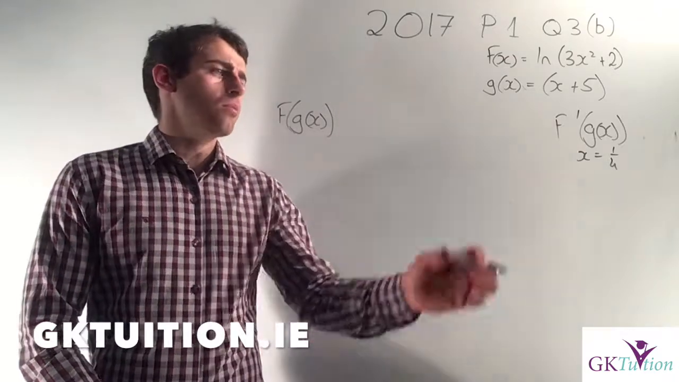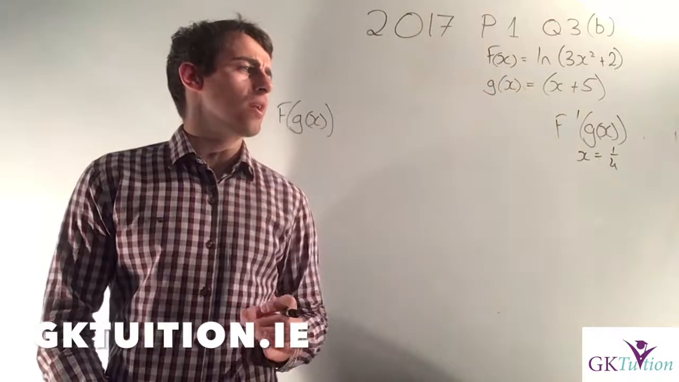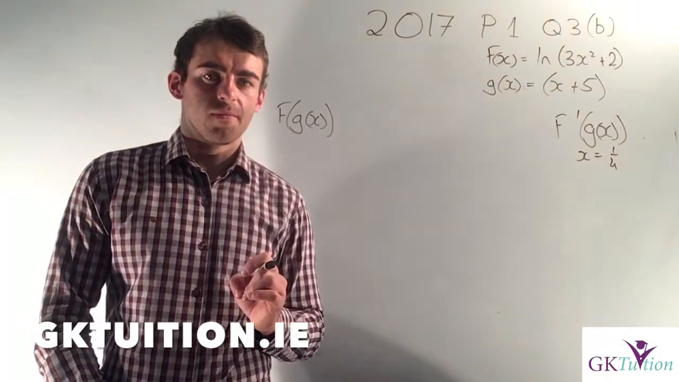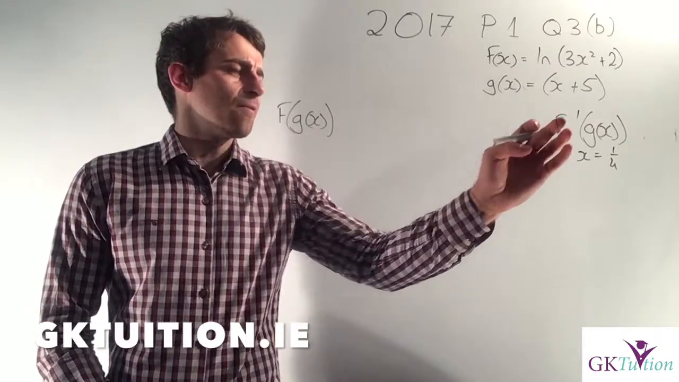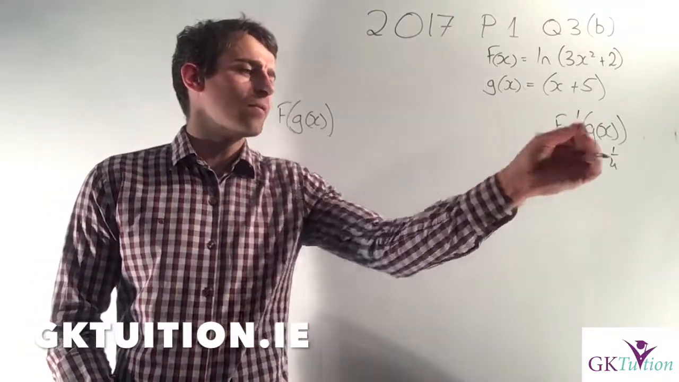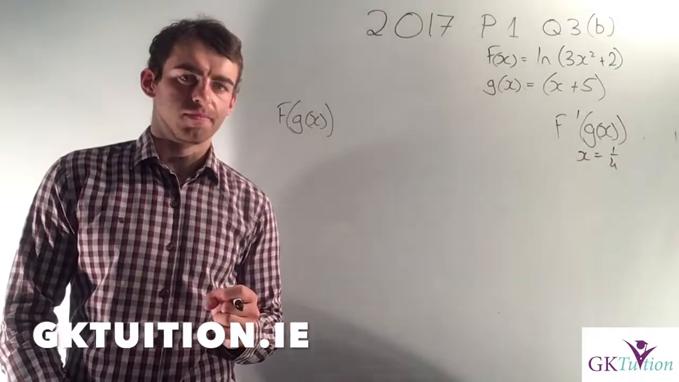In this question we're told that f of x is ln(3x squared + 2), and that g of x is x plus 5. We're asked to get f dash g of x when x is 1/4. So get the derivative of f of g of x when x is 1/4.